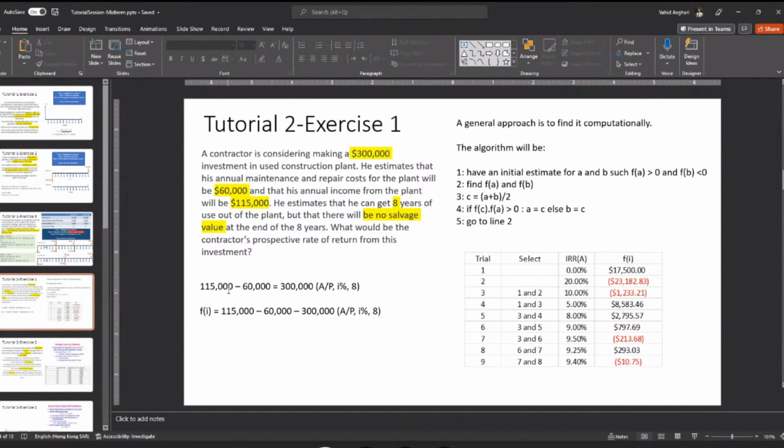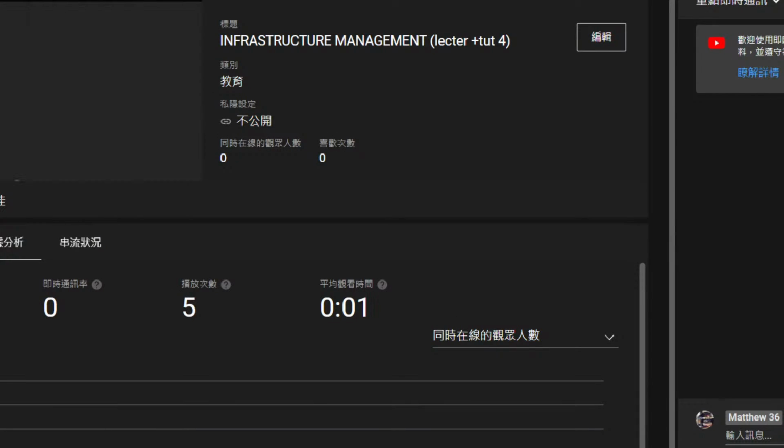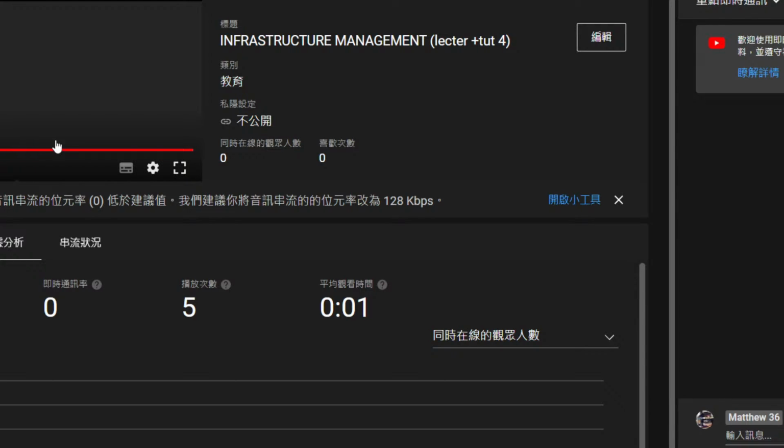The equation is simple. I didn't draw the cash flow here. The guy gets $115,000 and he has to pay about $60,000, so it has to be equal to the $300,000 that he invested times a function that gives him the equivalent annual annuity based on its present value. But we don't know the interest rate. We don't know the rate of return. It's for 8 years. So what should we do in this type of question?